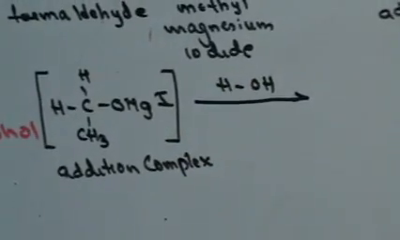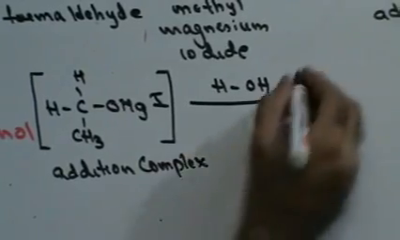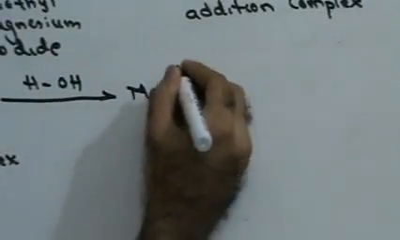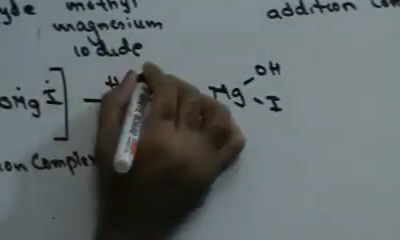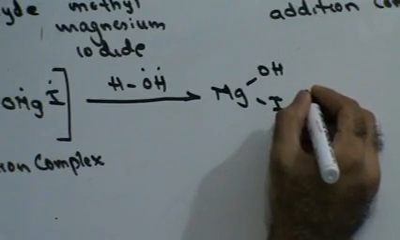Right? The inorganic separates out. First thing, you'll have inorganic separating out. So Mg is out, OH is out, I is out. So one H remains. The hydrogen ion from water remains.